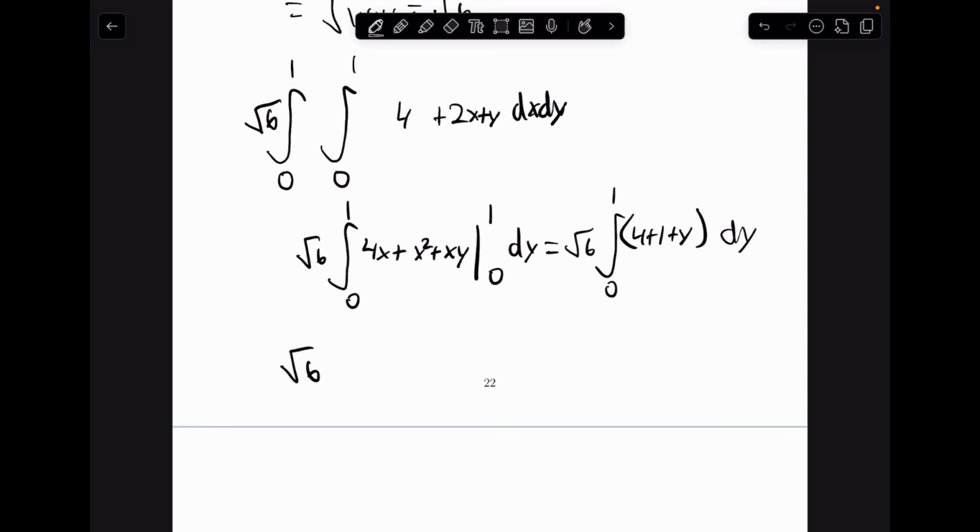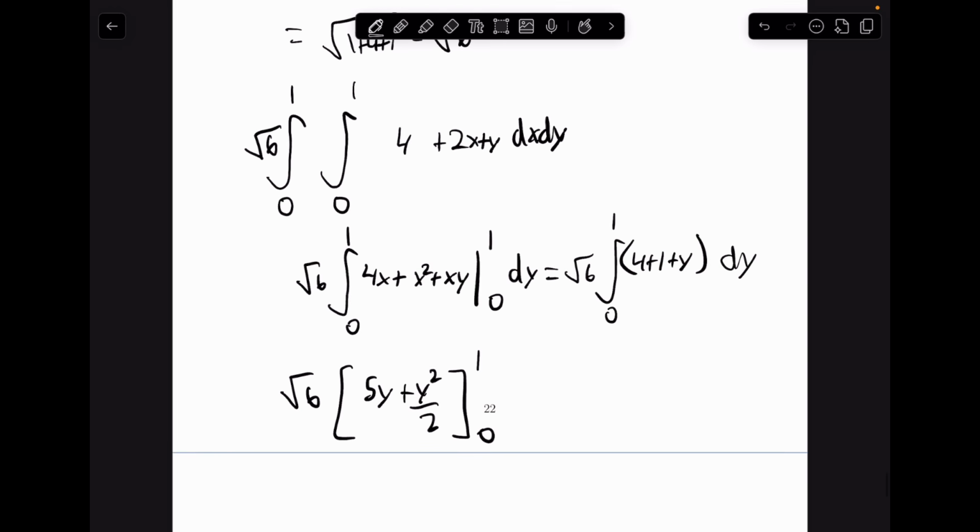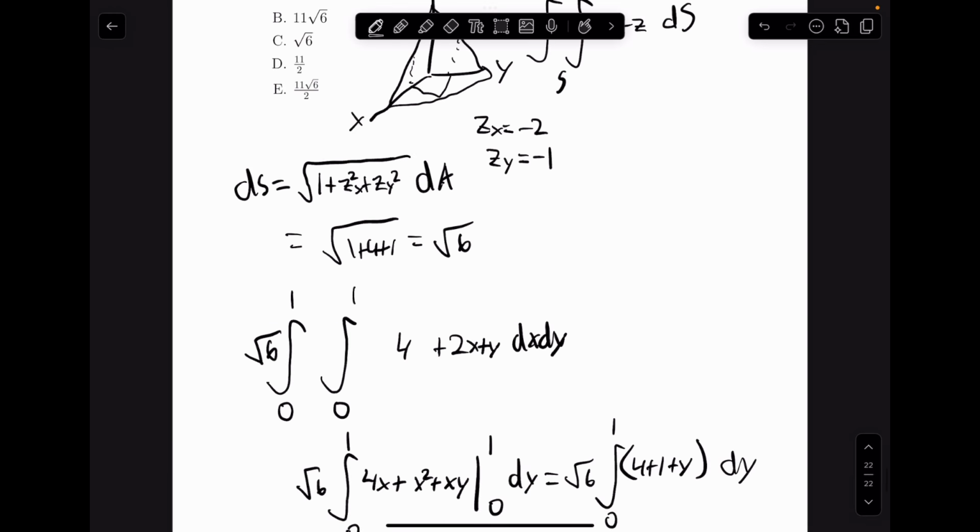The integral of 5 is just 5y, and then plus y squared over 2, evaluated from 0 to 1. Very cool. So what is this? The 0 is not going to matter. So we're going to end up with square root 6 times 5 plus 1/2, or 11/2. Hopefully that's an answer. Yes, it is. That is answer E.